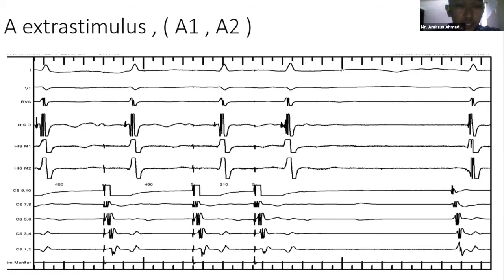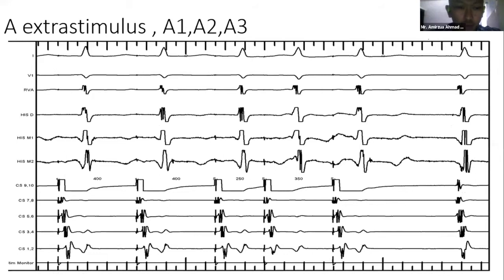Same, after completing the A1, A2, proceed with A1, A2, and A3. A1, A2, A3 means one drive for 50 milliseconds and two premature beats. For this case, A to V, and start with A2V and premature 1, premature 2. So here we see, still cannot induce the tachycardia, but during the extra stimulus, we need to make sure all the conduction is conducted. Once there is any ERP, we need to stop the maneuver and proceed with other maneuvers.